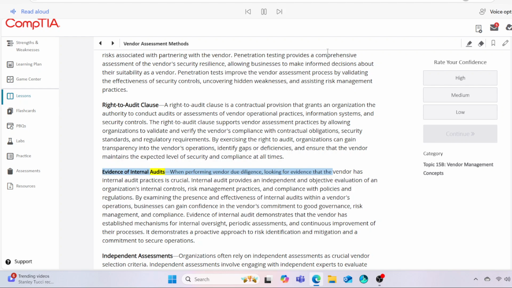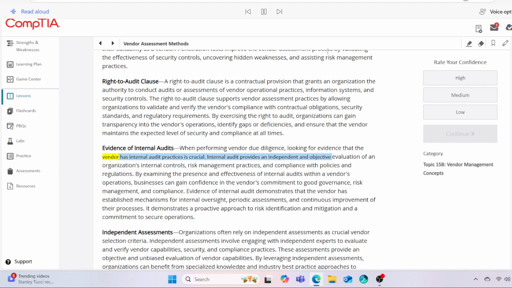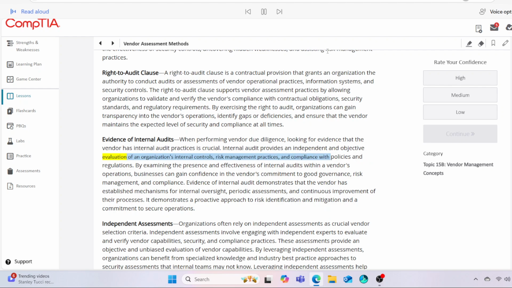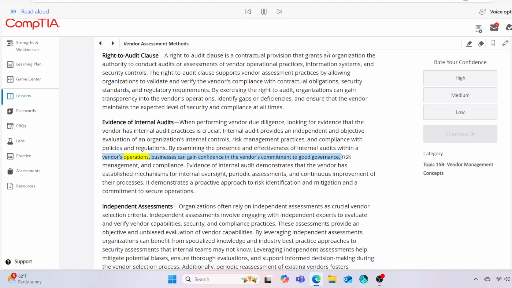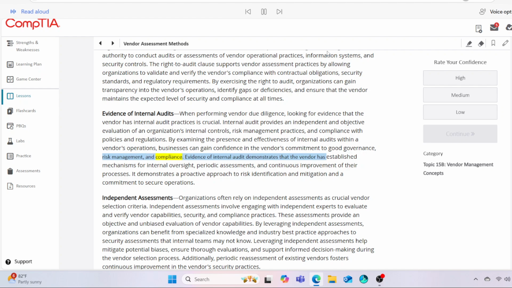Evidence of internal audits. When performing vendor due diligence, looking for evidence that the vendor has internal audit practices is crucial. Internal audit provides an independent and objective evaluation of an organization's internal controls, risk management practices, and compliance with policies and regulations. By examining the presence and effectiveness of internal audits within a vendor's operations, businesses can gain confidence in the vendor's commitment to good governance, risk management, and compliance.